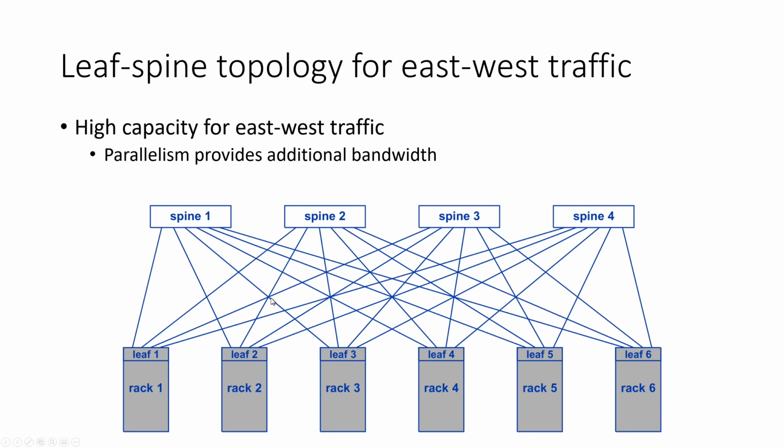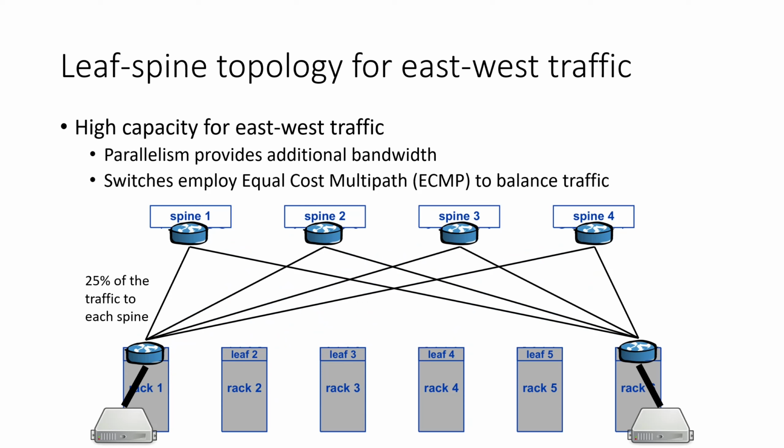If each of these links is 10 gigabit per second, then we have 40 gigabit per second between any two racks. To exploit the bandwidth available in leaf spine topologies, we need to employ load balancing. Switches use equal cost multipath, or ECMP, to balance the traffic going through them.